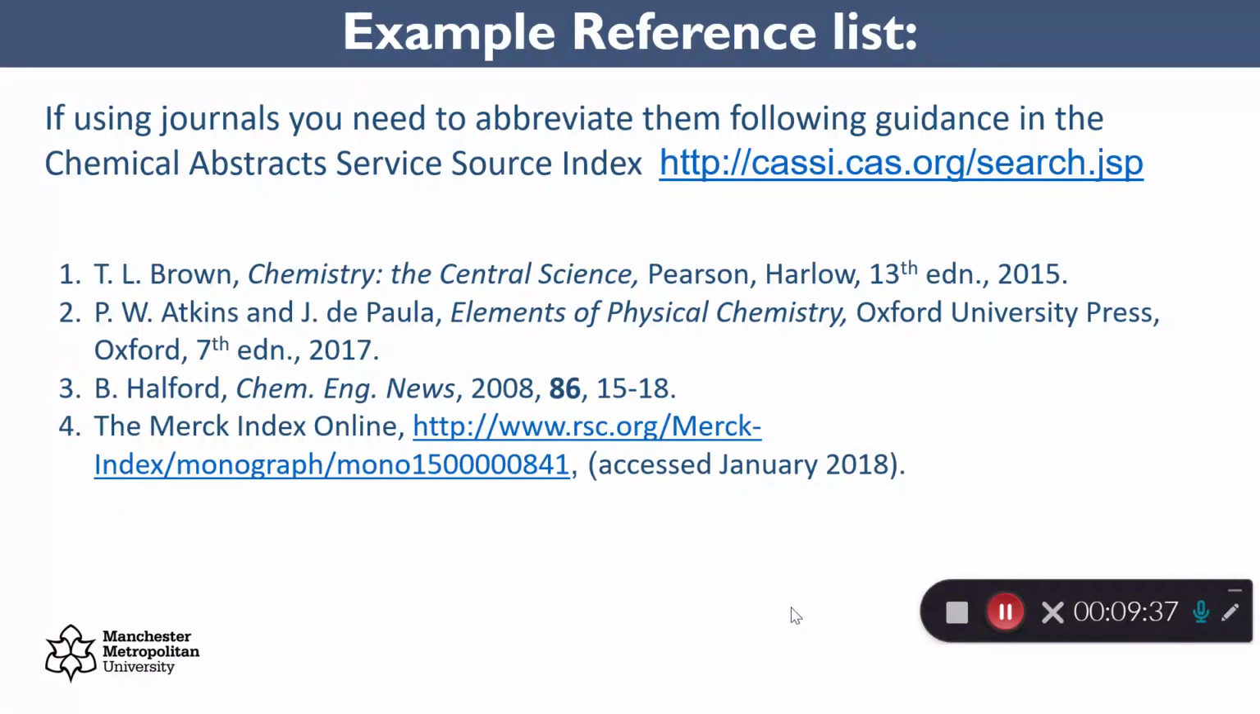So in this list, we can see that we have a book, T.L. Brown, Chemistry, the Central Science, a book written by two authors, Elements of Physical Chemistry, a journal article. Note that the volume number is in bold and it includes the page range. And finally, a web page. Now please remember, when you are including a web page, you need to add when you accessed the website, so that if the website gets removed or changed, the tutor will know when you have accessed it.